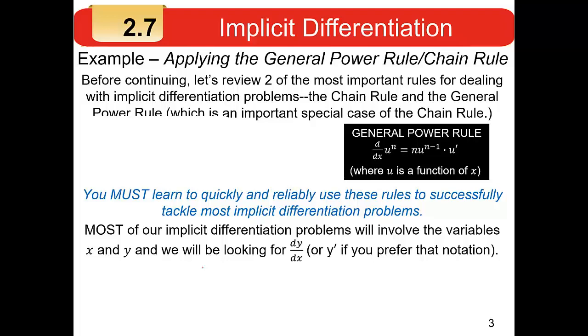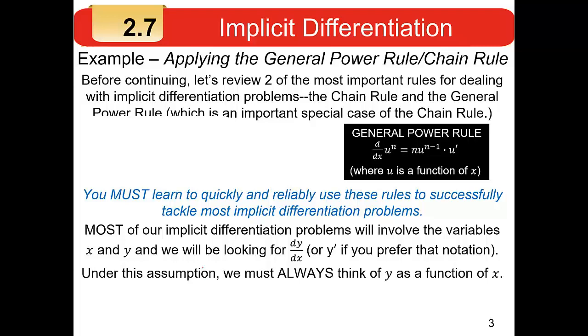I will say something: most of the problems you'll see use the notation dy over dx, but if you prefer to use y prime, there's nothing wrong with that as long as you know what you're doing and realize that dy over dx and y prime are the same thing. Sometimes it's just a little easier to write y prime than dy over dx. I'm mostly going to stick to dy over dx, although I'll probably sprinkle in some y primes, just because that's the way most of your homework appears.